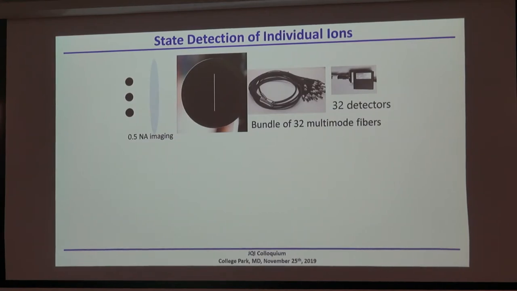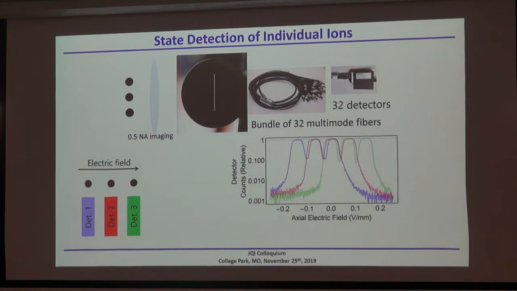Now, the other advantage of controlling chains is that we can focus the light that comes from our individual ions, using high NA optics, into an array of 32 multimode fibers. By using multimode fibers, we do not suffer from fiber coupling efficiency losses and don't have as stringent mode quality requirements as single mode coupling, allowing us, with a fairly straightforward setup, to detect in a very discriminating way the state of each of the ions in the chain. So here is an example.